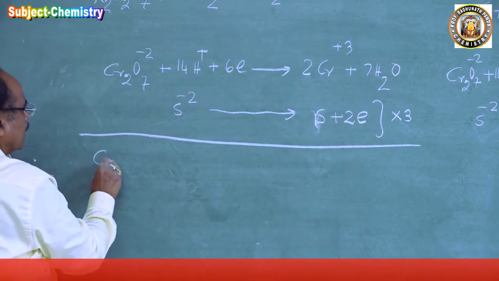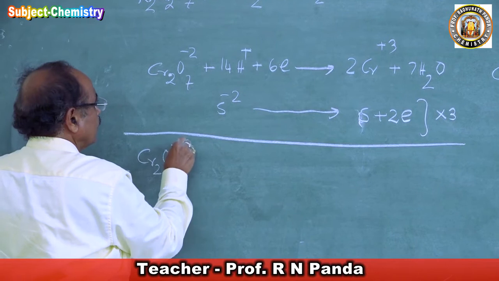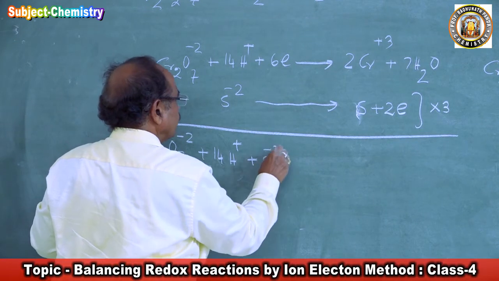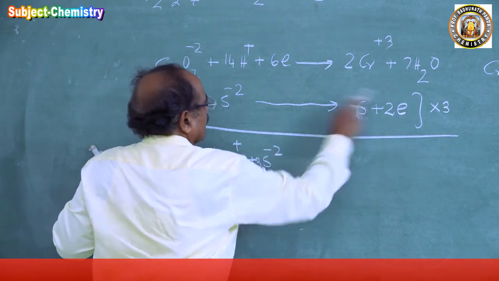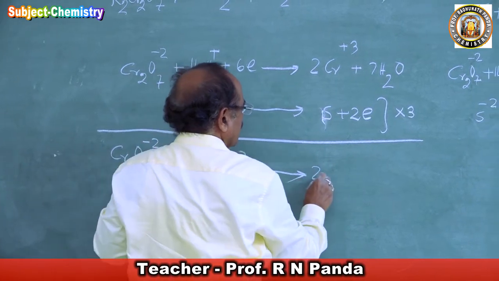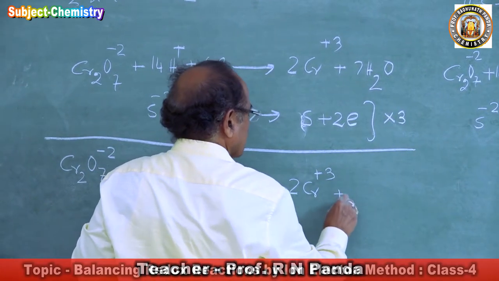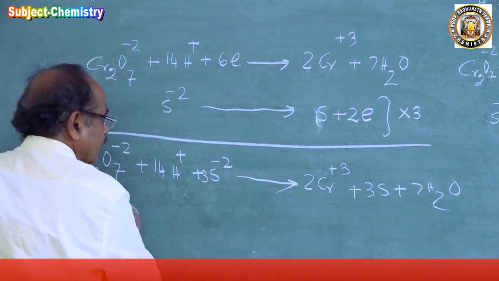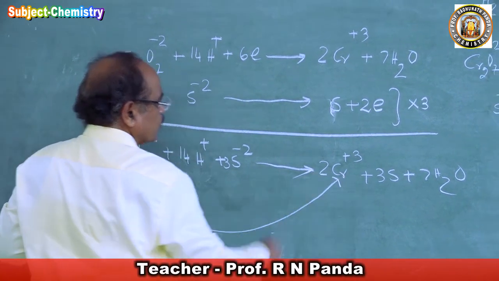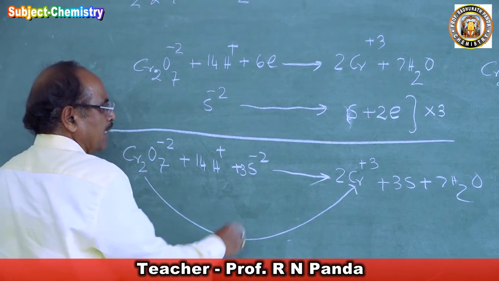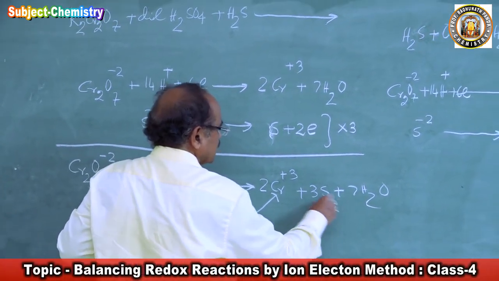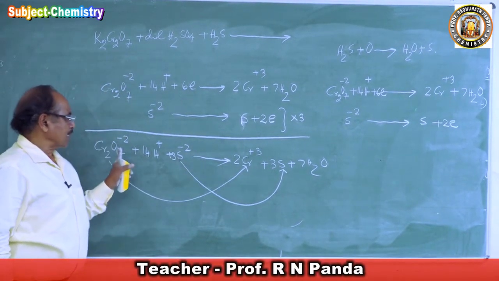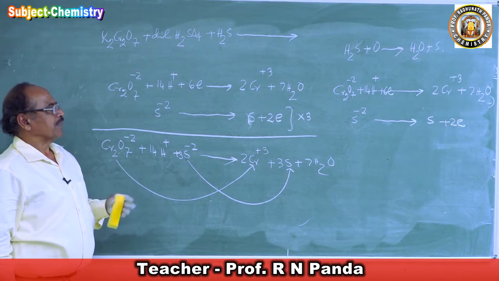So we have to multiply this equation by 3 and add. So we'll get Cr2O7 minus 2 plus 14H plus plus 3S minus 2 will give us 2Cr plus 3 plus 3S plus 7 water. So the potassium dichromate is reduced to Cr plus 3, and S minus 2 is oxidized to sulfur. So sulphide is oxidized to sulfur, and potassium dichromate is reduced to Cr plus 3.